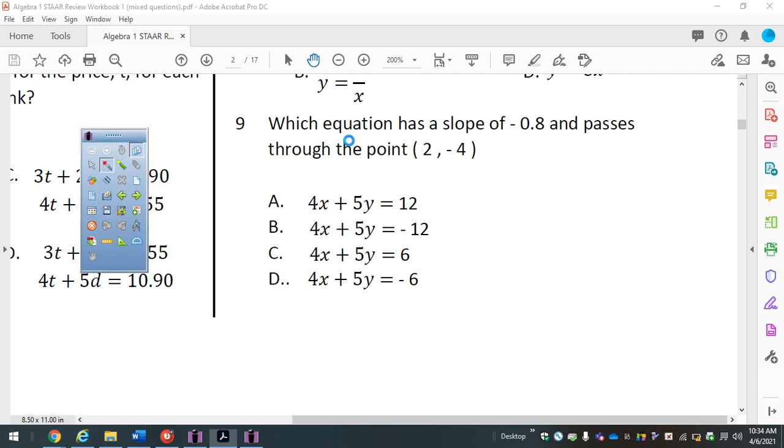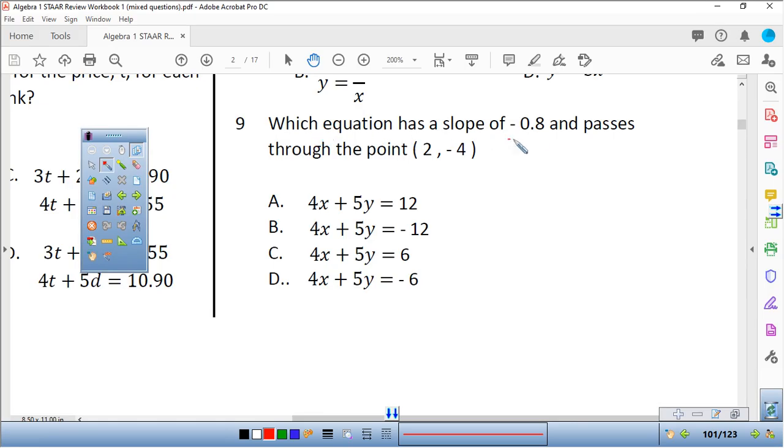It's super easy. Which equation has a slope of negative 0.8 and passes through the point? Jeez. How do you do this one, guys? Okay, so this one. Looking at this real quick, we know y equals mx plus b. We want the slope right there to be negative 0.8. That's what we want right here. We don't know the y or the b.